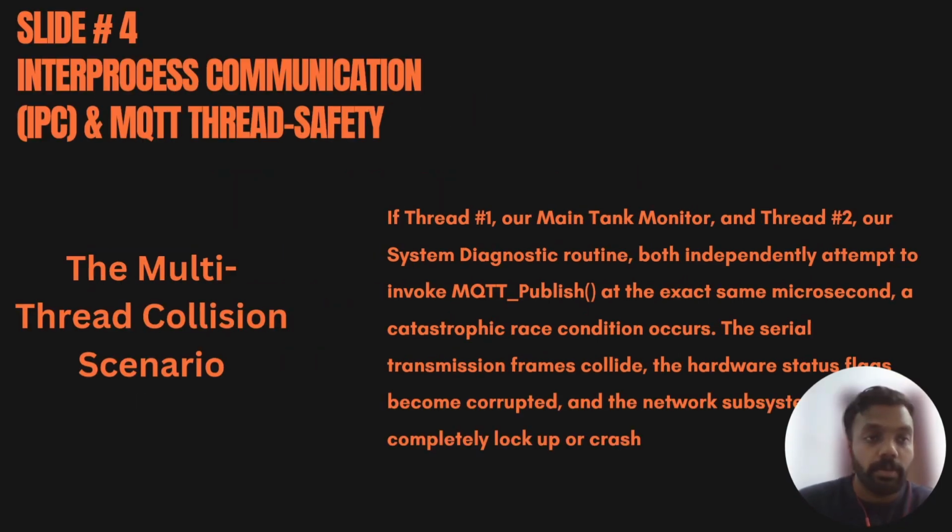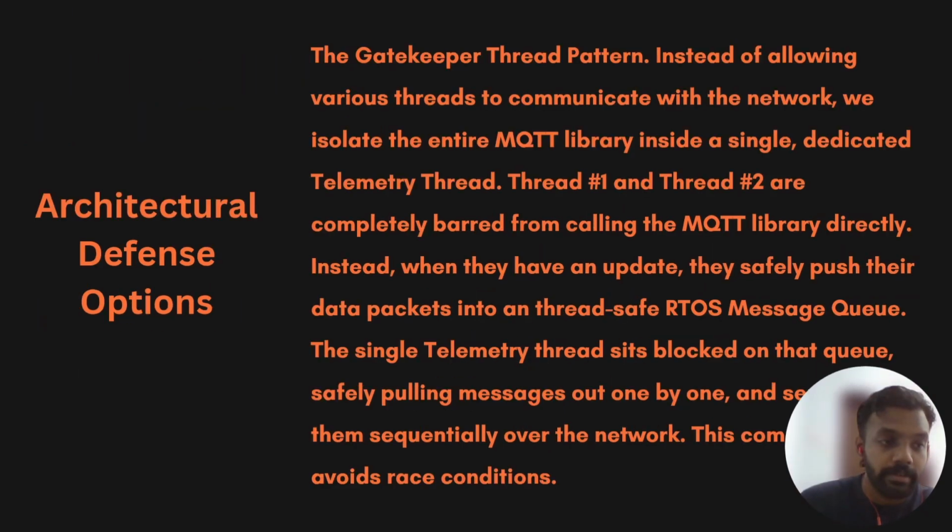Slide 4: interprocess communication, IPC, and MQTT thread safety. The multi-thread collision scenario. If thread 1, our main tank monitor, and thread 2, our system's diagnostic routine, both independently attempt to invoke MQTT publish at the exact same microsecond, a catastrophic race condition occurs. The serial transmission frames collide, the hardware status flags become corrupted, and the network subsystem will completely lock up and crash, meaning the system will crash.